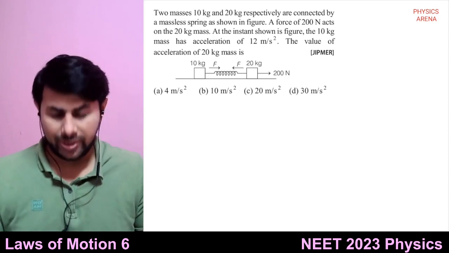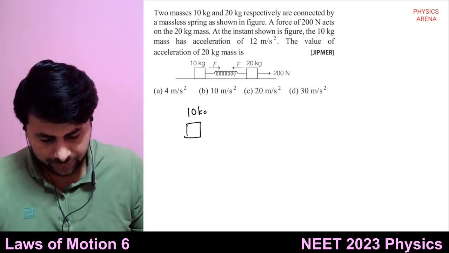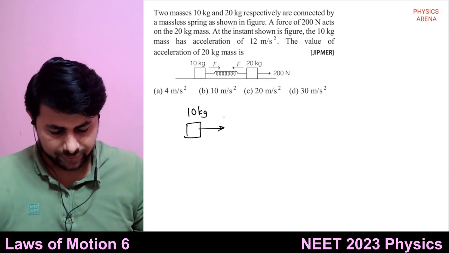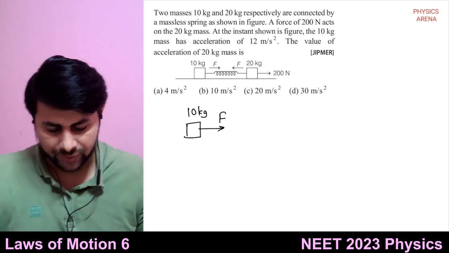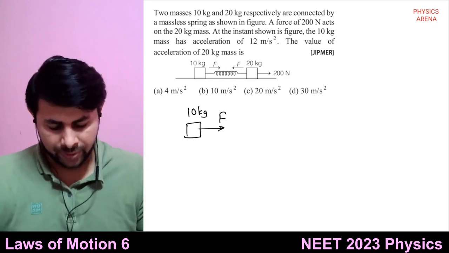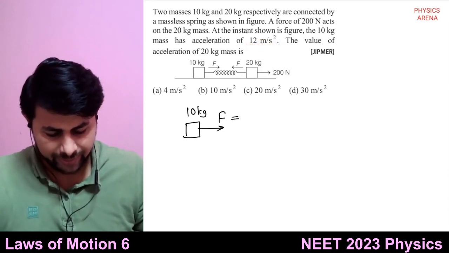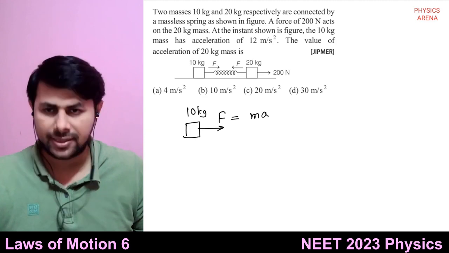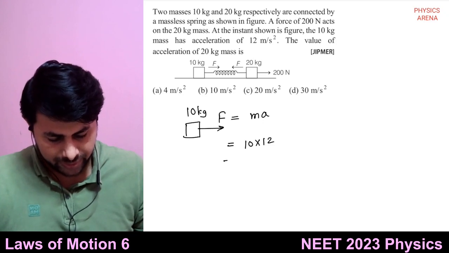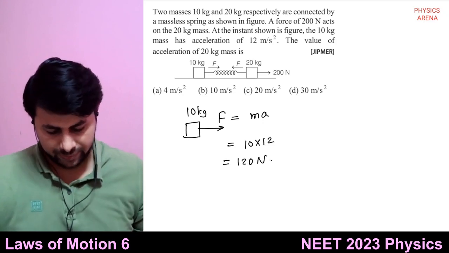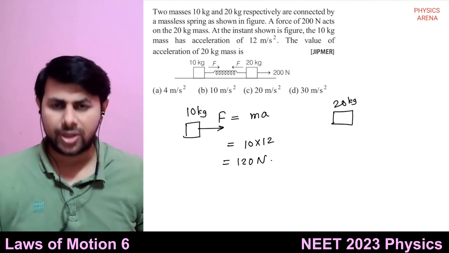So we can draw a free body diagram. If we think about the 10 kg mass, what is the force acting on it? Only F, and its acceleration is given as 12 meters per second squared. So how much would be F? It is this mass multiplied by acceleration, so it is 10 multiplied by 12, so 120 newtons.